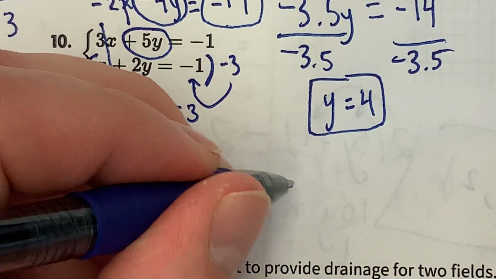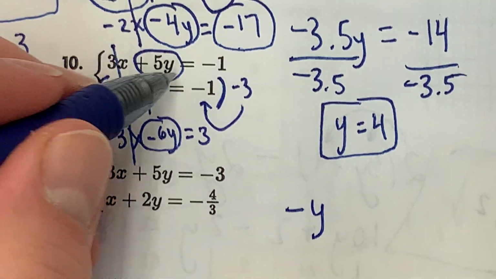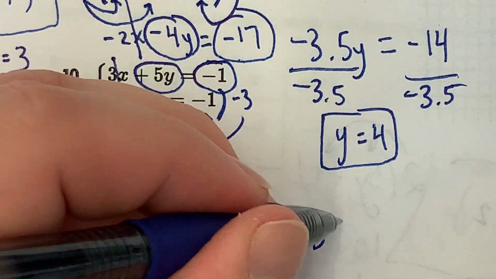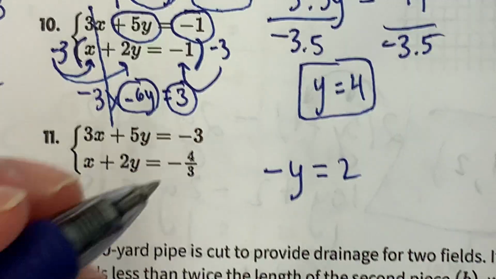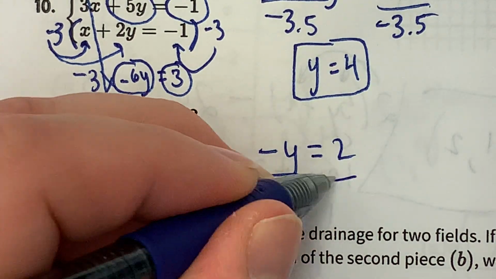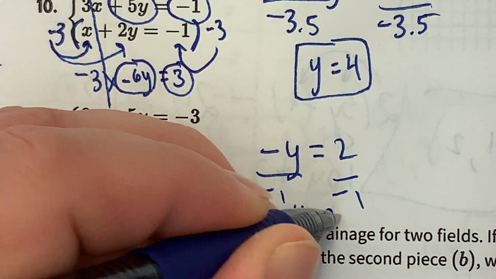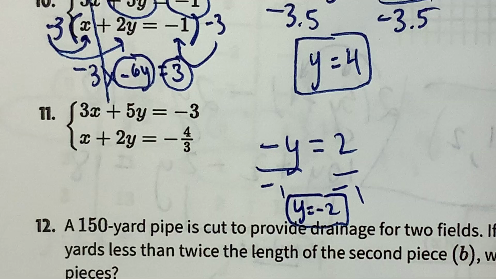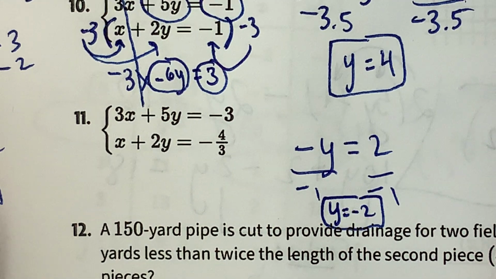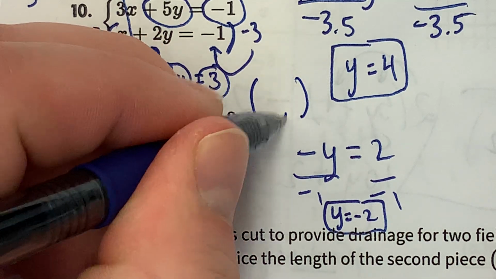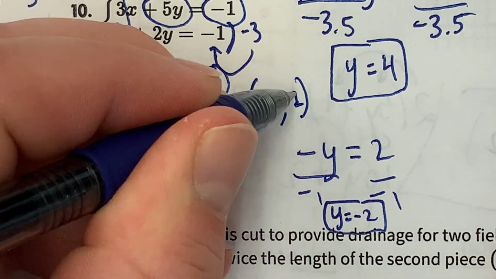I'm going to write it down here. There's not a lot of room. And then negative 1 and 3 make 2. So I'm looking at this. Divide both sides by negative 1. y is negative 2. So as far as my solution goes, negative 2 is going to be my y value.